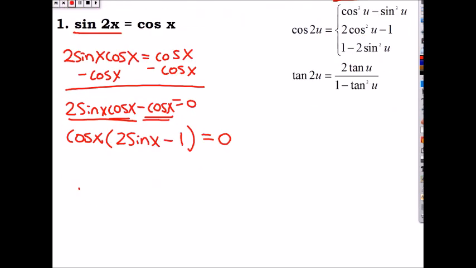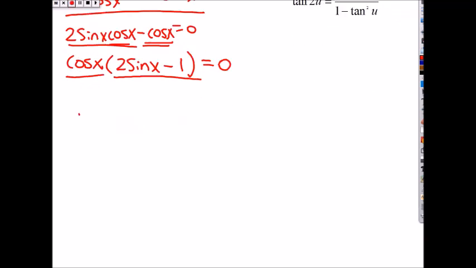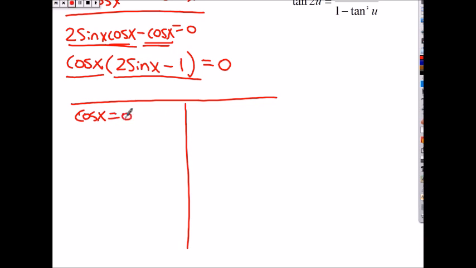So when this factor equals 0, the whole thing will become 0, or you can make that equal to 0. So what I'm going to do is make a t-table and set cosine of x equal to 0 and 2 sine of x minus 1 equal to 0. So take inverse on both sides to undo cosine, because it's a function. You don't just divide by cosine. You have to undo the function.